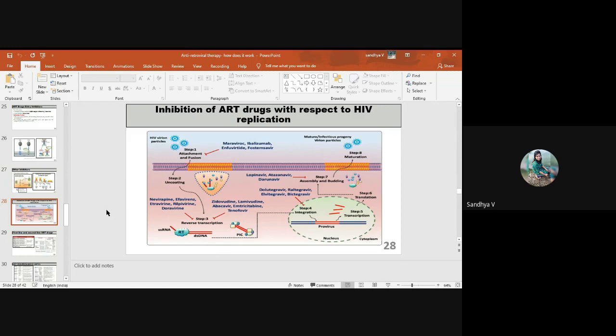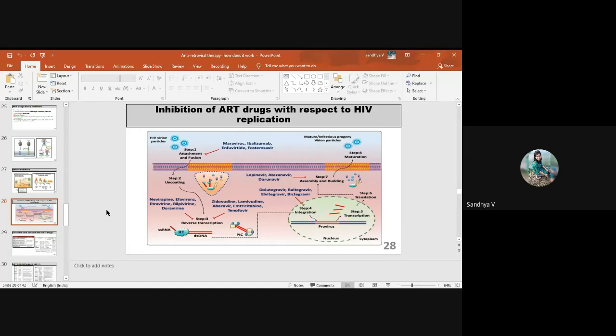As you can see, the first step is to attach, that is, bind and fuse with the host cell. There you can see the entry inhibitors, maraviroc and ibalizumab. So it will target this virus so that it does not get fused with the host cell. Suppose it enters, then it will release its content into the cytoplasm of the host cell. Then with the help of reverse transcriptase, it will convert single-stranded RNA to double-stranded DNA, right? Then it will form the pre-integration complex. So there you can see some inhibitors inhibiting the activity of reverse transcription.